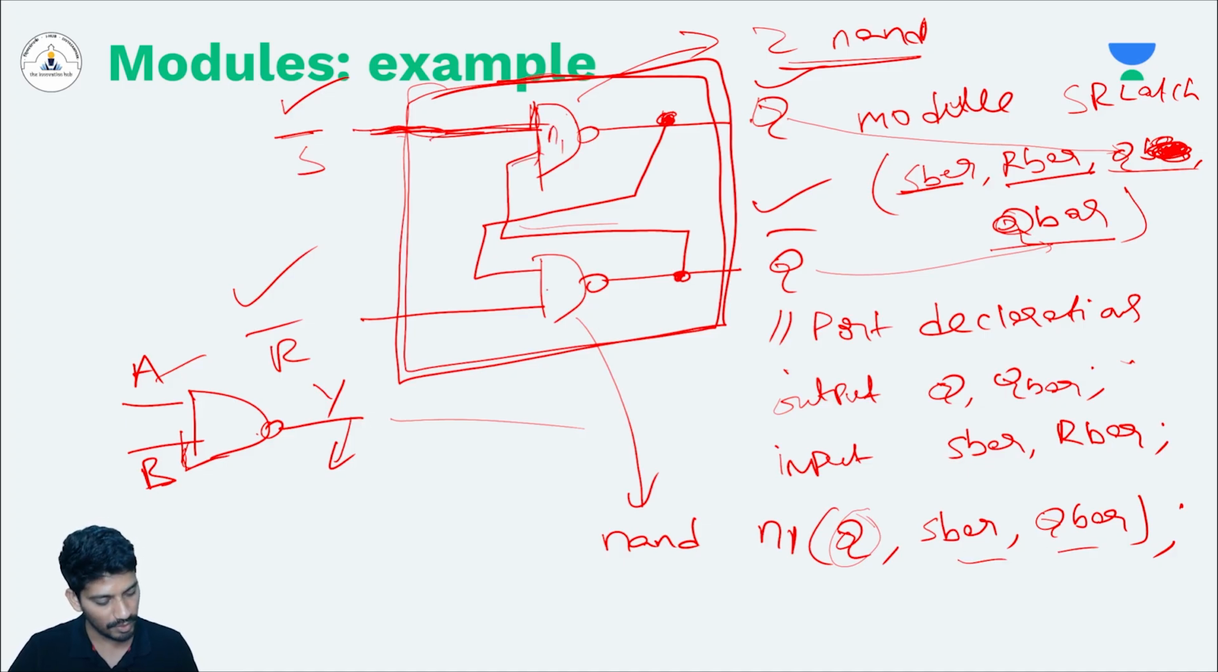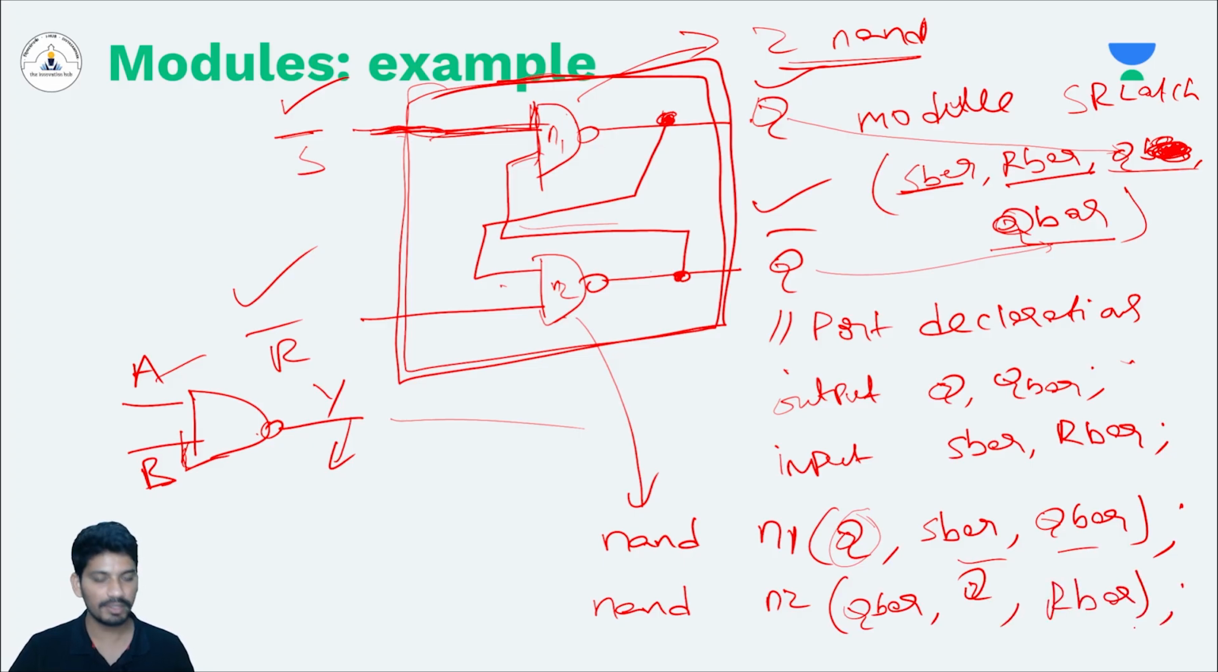N1. Similarly, we will write NAND gate N2 as nand N2. The output is Q bar and the inputs are Q and R bar, right?